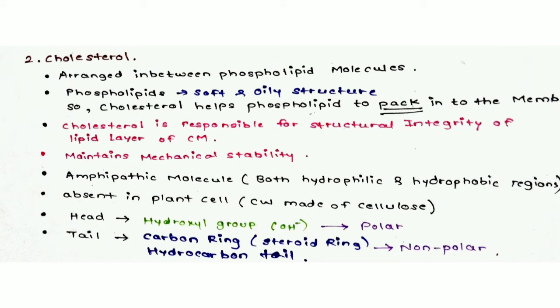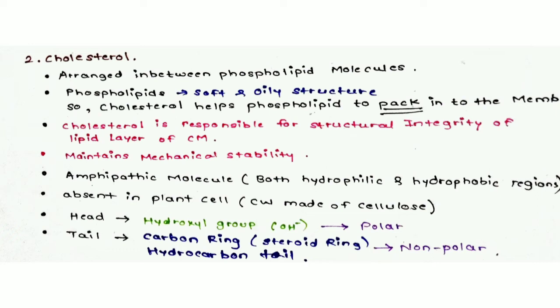Here you can see the orange part denotes the hydroxyl group, which is the polar region of cholesterol, whereas the long non-polar hydrophobic tail is made up of the steroid ring, or you can say carbon ring, along with the hydrocarbon chain. So in the figure, you can see the orange structure. The whole orange structure denotes the cholesterol.